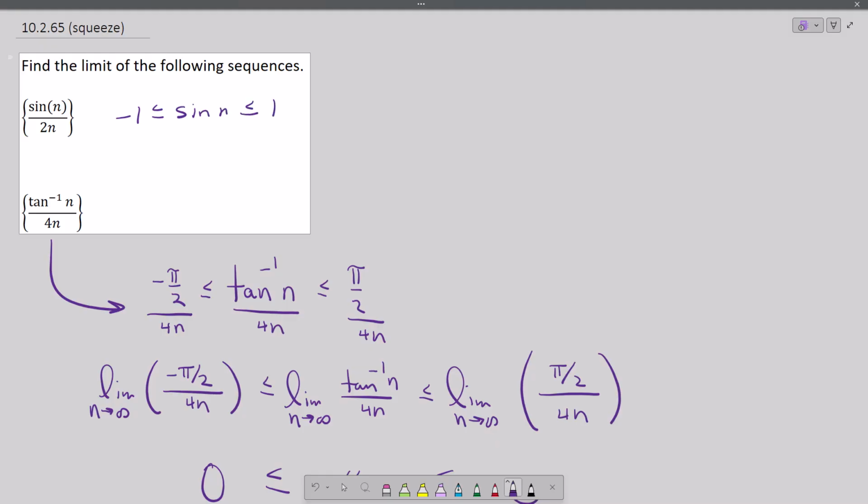So we would start with that, divide everything by 2n, and take the limit. The limits on the two ends are both 0. So if you divide each of these by 2n and take the limit, this goes to 0, this goes to 0, which forces this one to go to 0 also. So the limit of sine n over 2n must be 0.